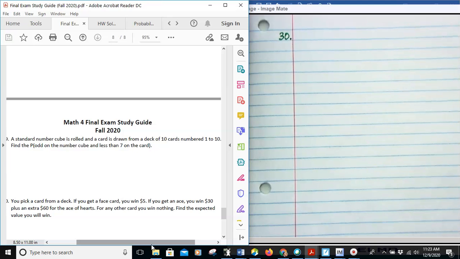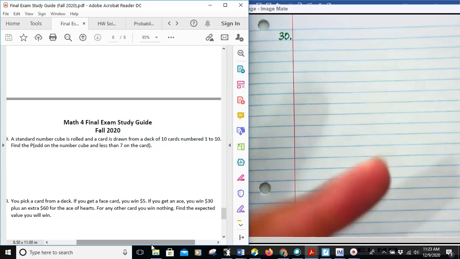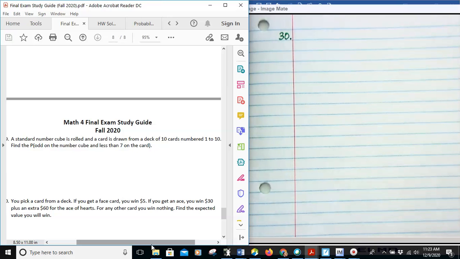So our goal here is to find the expected value of what I will win for playing this game. Will I gain money? Will I lose money? Will it be positive, negative? Will it be fair, not fair? Remember, if it's zero, it's a fair game. If it's positive, that means it's an advantage, a good game for me to win. If it's negative, it's a disadvantage. Don't play it because you're going to lose money.